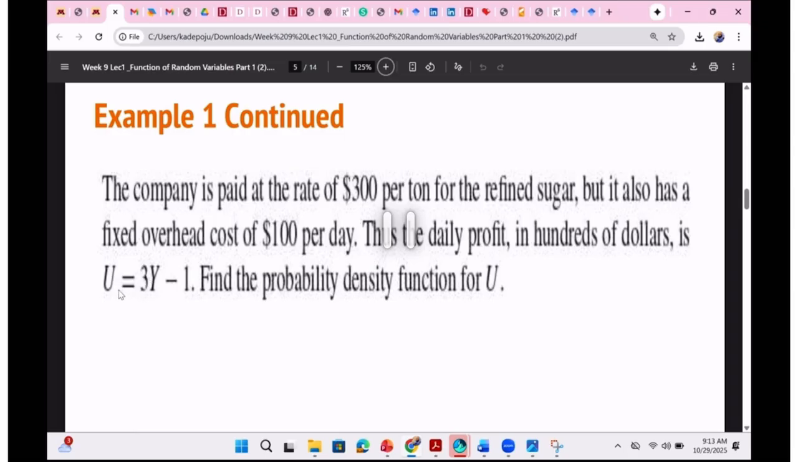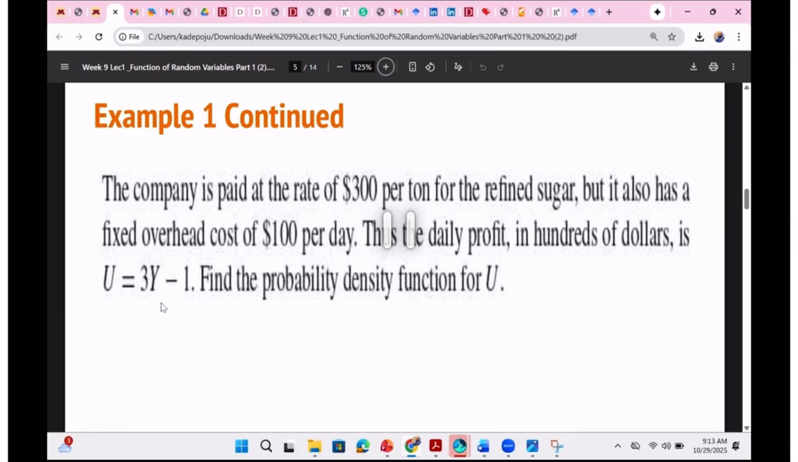I have a new variable u. It's a function of y. Of course, the u here represents the profit. The profit will depend on what you produce, which is y. Can you see that? Now we have this equation.